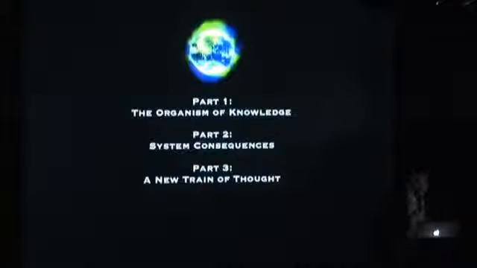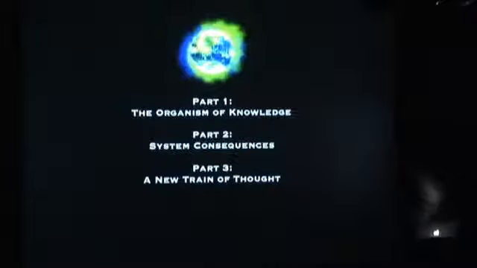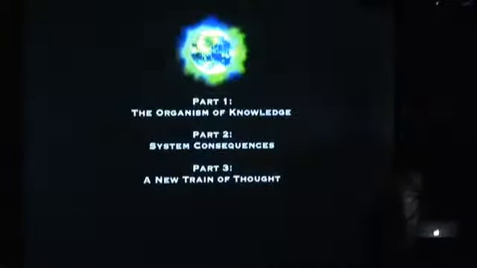So, if I haven't annoyed you already, I've divided this presentation into 3 sections. The first section is called the organism of knowledge. And this is basically how our culture evolves and tends to digest and filter information, based on biases and a few things I've already mentioned.